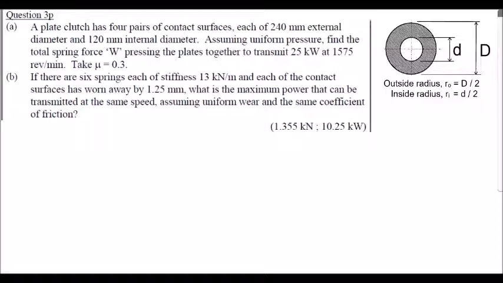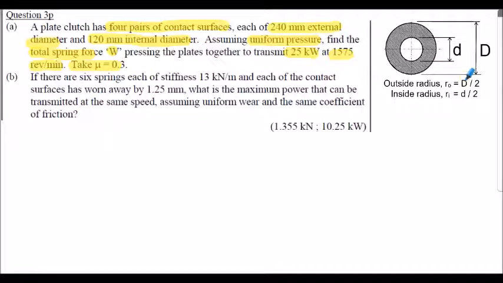Let's go through question three, please. A clutch plate has four pairs of contact surfaces, n is equal to 4. We've got the external diameter given and the internal diameter given. First of all, assuming uniform pressure, constant pressure, we've got to find the total spring force, W, pressing the plates together. Again, we've got the power given. It has to transmit 25 kilowatts at, again, a revs per minute angular velocity. Just be careful, in some questions they do give the speed in revs per second. I have seen that crop up in a few questions, but these are all in revs per minute, so that's consistent. And then take the coefficient of friction as a value of 0.3.